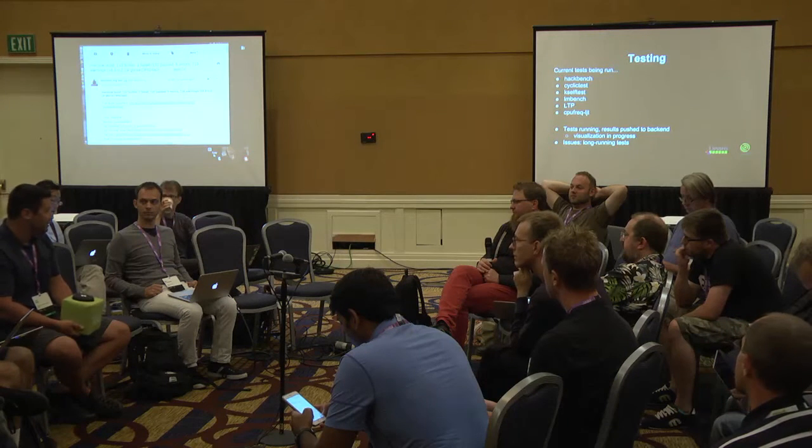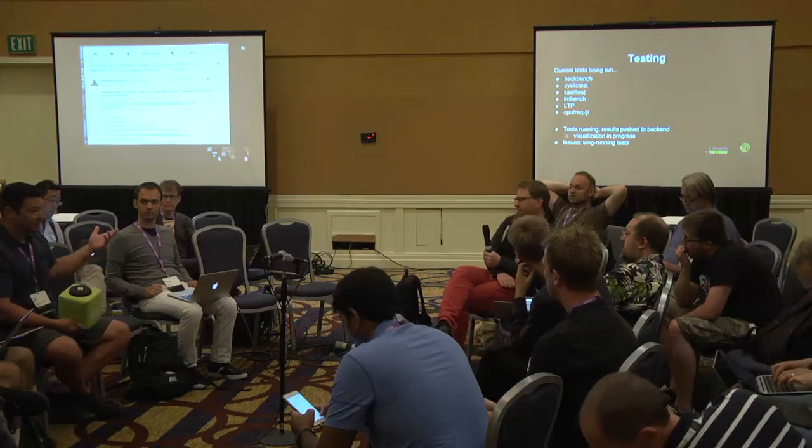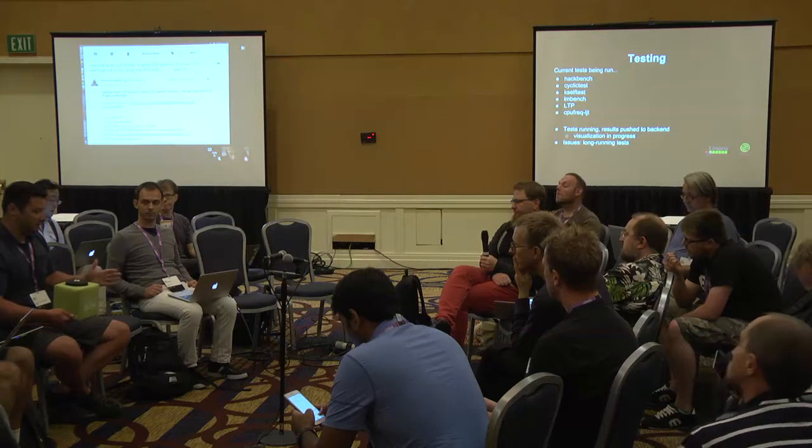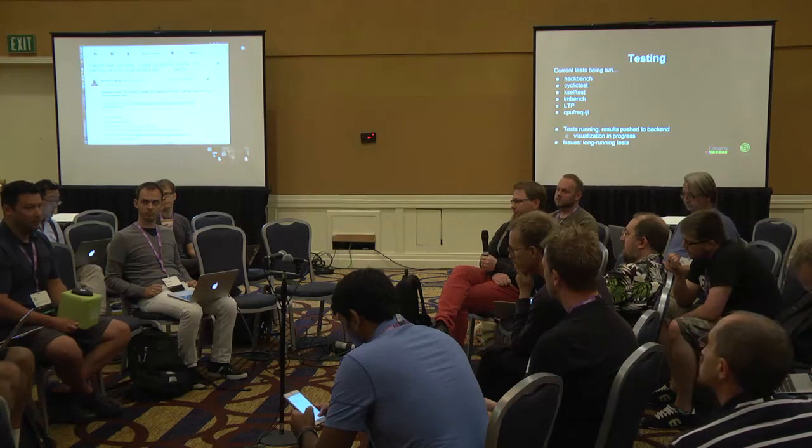The other issue we have is long-running tests. LTP takes 3 hours. We're doing 1,000 boots per day. We've got 6 trees building, so there's a lot of time on the hardware. It's a small window to run the tests, so we need to be efficient. That's why KSelftest is pretty good. It's about 30 minutes to run the whole KSelftest.